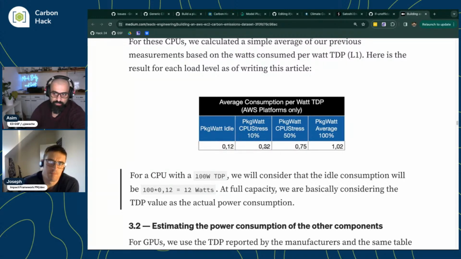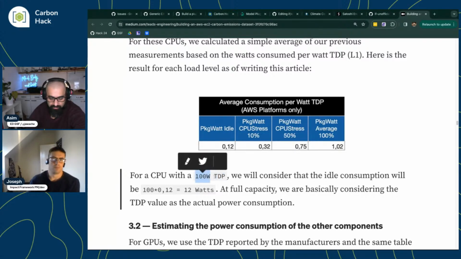At 10%, you're consuming 32% of the TDP. At 50%, you're consuming 75% of the TDP. And at 100%, you're consuming 102% of the TDP. So for a CPU which is 100 watt TDP, and every single CPU has a TDP, at idle that would mean it's consuming 12 watts. At 10%, 32 watts. At 50%, 75 watts, and at 100%, it's 102 watts.